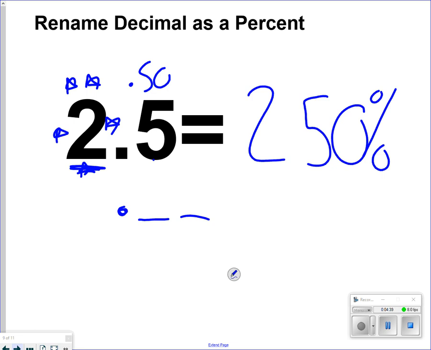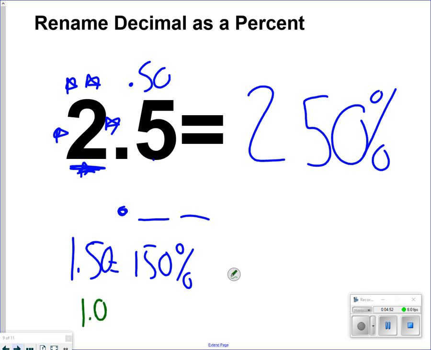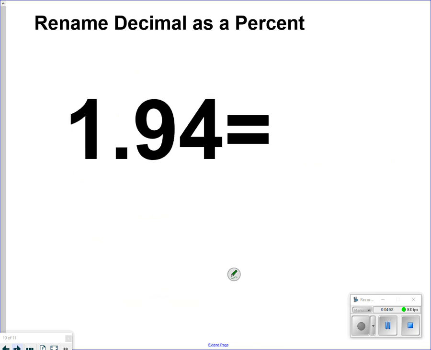Because remember, percents are based out of 100. So 1.5 would equal 150%, because I have to have 2 numbers after the decimal. So I'm going to ask you, what is 1.0? Well, that's pretty easy. That is 100%.